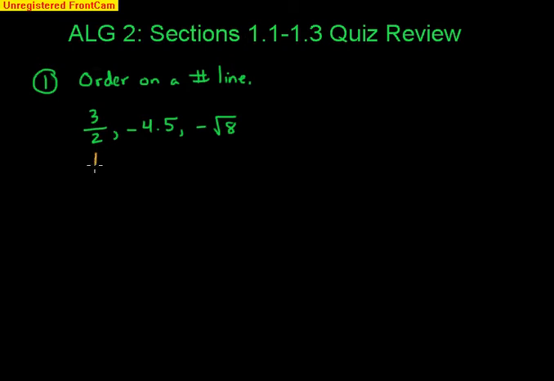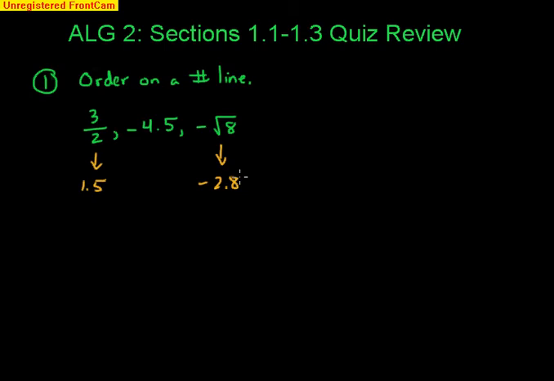So this number, 3/2, if you divide 3 by 2, you get 1.5. Then -4.5 is already in decimal form, so that's okay. And then radical 8, negative radical 8, well, that's going to be around -2.8. It's negative because of the negative in front, so it's roughly -2.8.